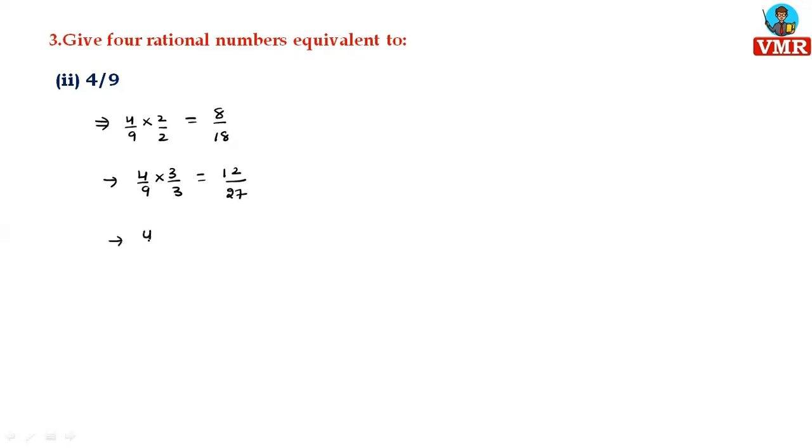Next, 4 by 9 is multiplied and divided with 4 by 4. Then we will get one number, that is 4 fours are 16 divided by 36. Next, 4 by 9 is again multiplied with the next number, that is 5 by 5. Then we will get 20 divided by 45. So these 4 numbers are equivalent to 4 by 9. So this is the answer.